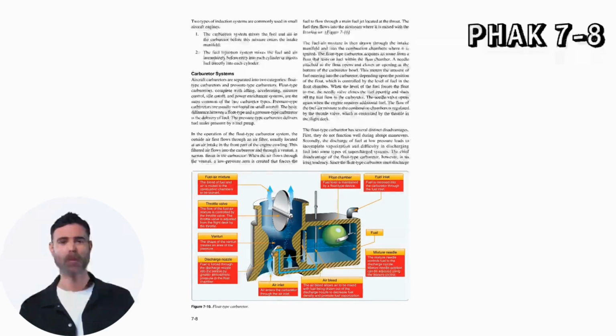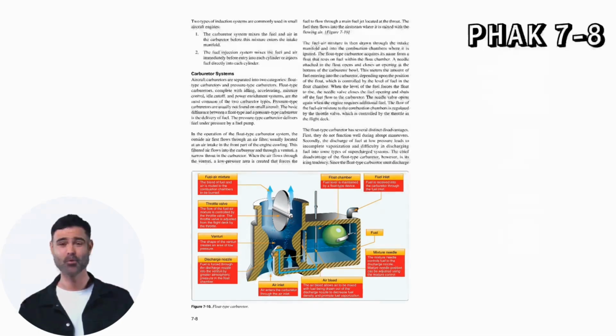The flow of the fuel-air mixture to the combustion chambers is regulated by the throttle valve, which is controlled by the throttle in the flight deck. The float-type carburetor has several distinct disadvantages. First, they do not function well during abrupt maneuvers. Secondly, the discharge of fuel at low pressure leads to incomplete vaporization and difficulty in discharging fuel into some types of supercharged systems. The chief disadvantage of the float-type carburetor, however, is its icing tendency.